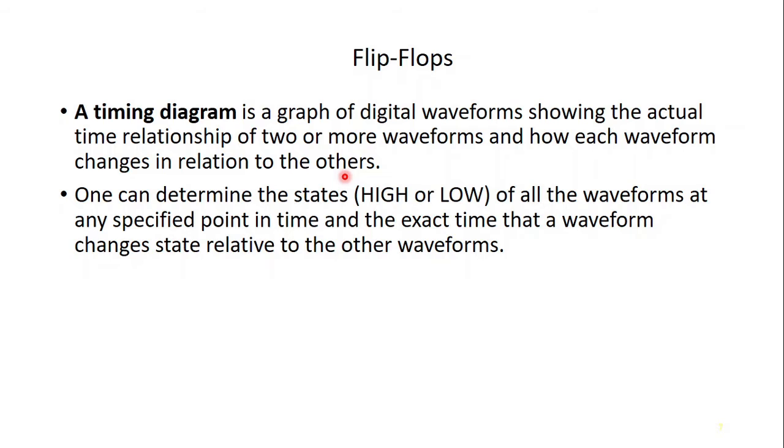A timing diagram is a graph of digital waveforms showing the actual time relationship of two or more waveforms and how each waveform changes in relation to others. We will be drawing the timing diagram for the different kinds of flip-flops. One can determine the states, either high or low, for all the waveforms at any specified point in time, and the exact time that a waveform changes state relative to other waveforms.